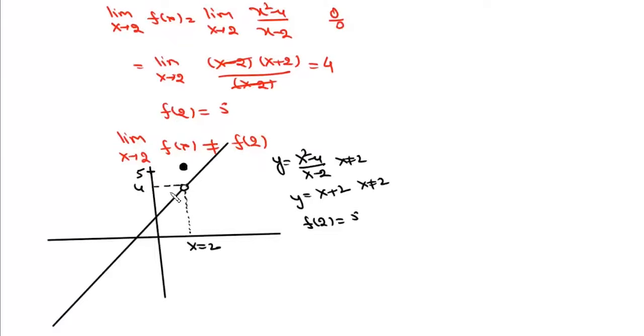So in this case, both left hand limit and right hand limit, they approach the value 4, and therefore this limit, it exists, but it is not equal to the value of this function, which is at 5. So in this case, this point at x equal to 2, it is isolated from its neighborhood and therefore it is called as isolated point discontinuity.